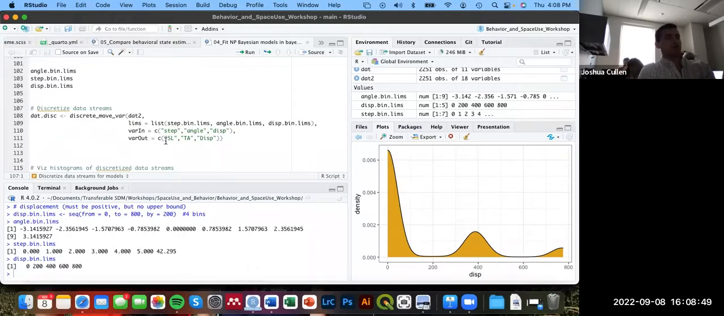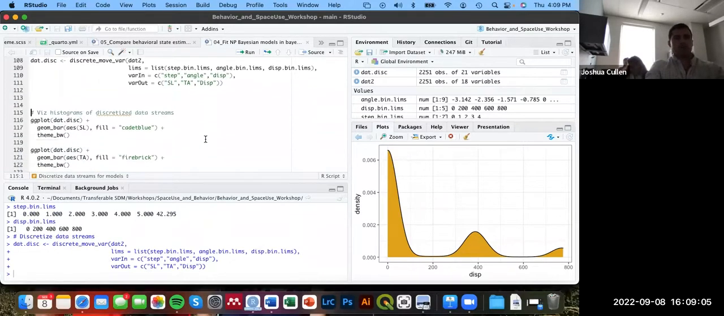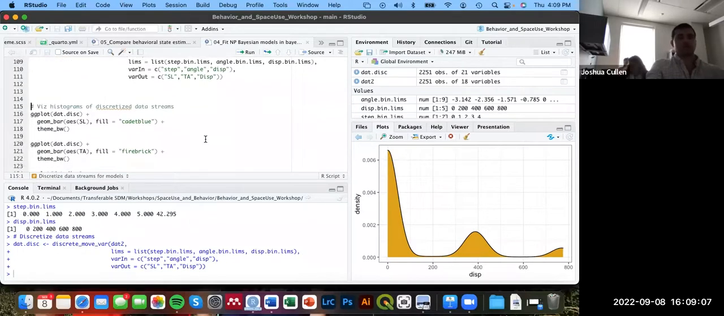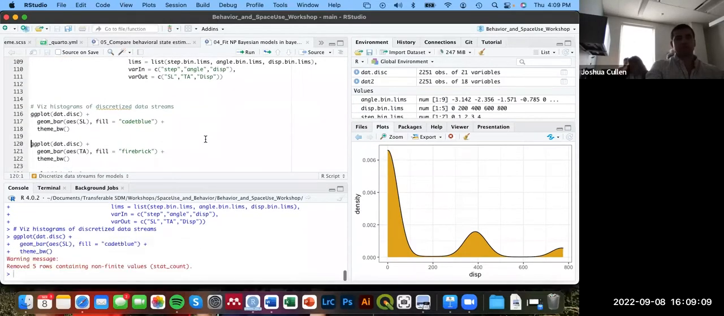And then we say, what do we want the discretized versions of these variables to be called in our new data set? So I'm going to abbreviate these with SL for step length, TA for turning angle, and capital D disp for displacements. And this should also take a second to run. And now let's visualize these histograms, these discretized data streams.